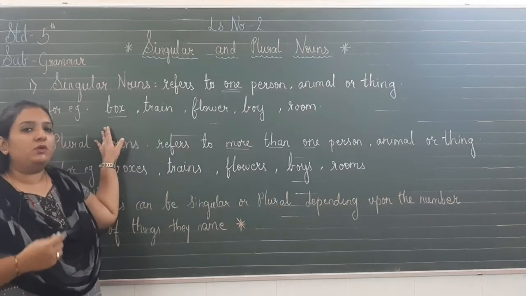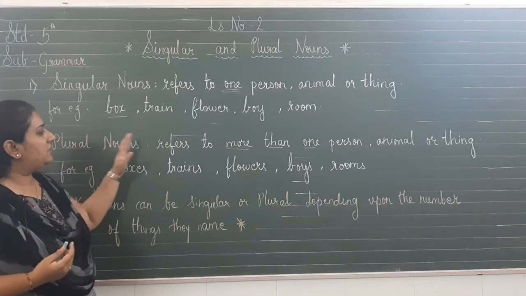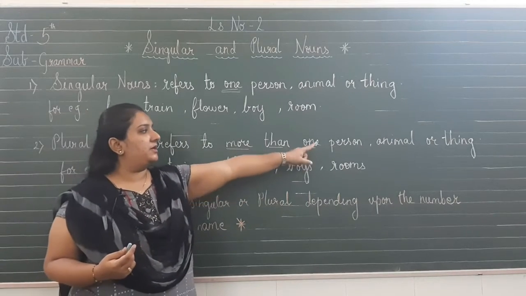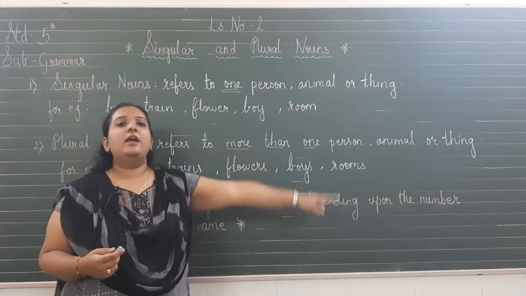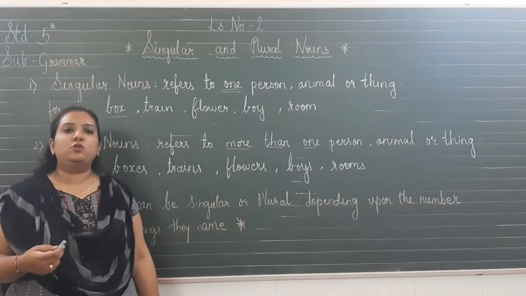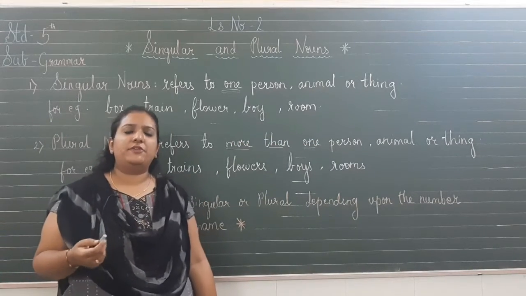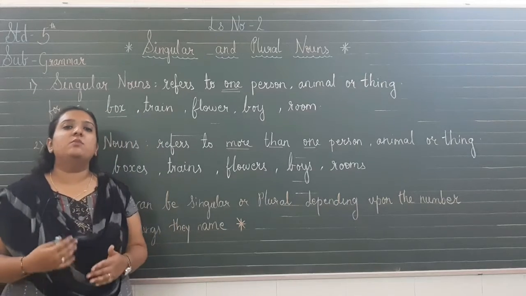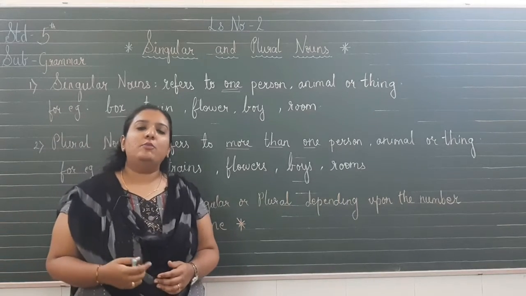But what do you mean by plural nouns? Plural noun refers to more than one person, animal or thing. More than one means it can be 2, 5, 10, 50, 100, infinite. Anything which is more than one is referred to as plural noun.